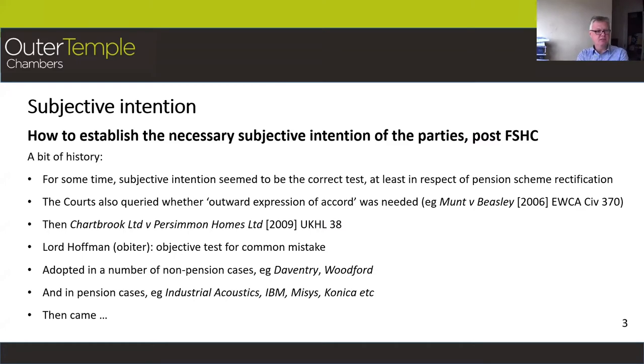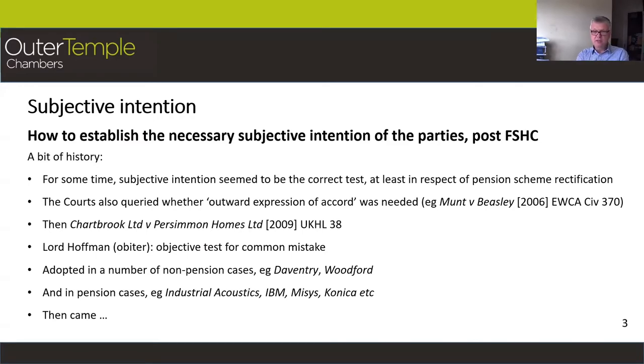It was the case some years ago that subjective intention seemed to be the correct test. So, what's the intention of the parties to the instrument you are trying to rectify? It seemed that it was their subjective intention for a while, at least in respect to pension documentation. There was also an issue about whether an outward expression of accord was necessary. And one of the cases that discussed that was Munton Beasley back in 2006, Lord Justice Mummery.